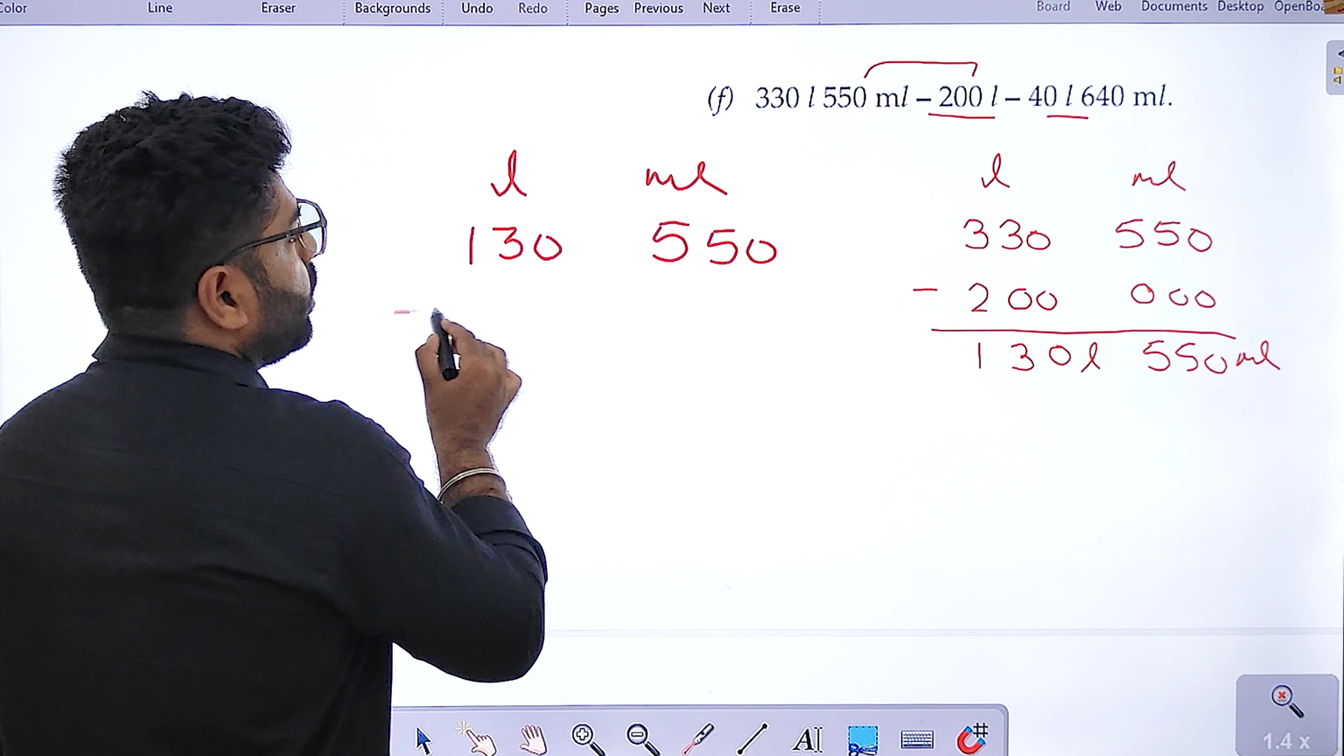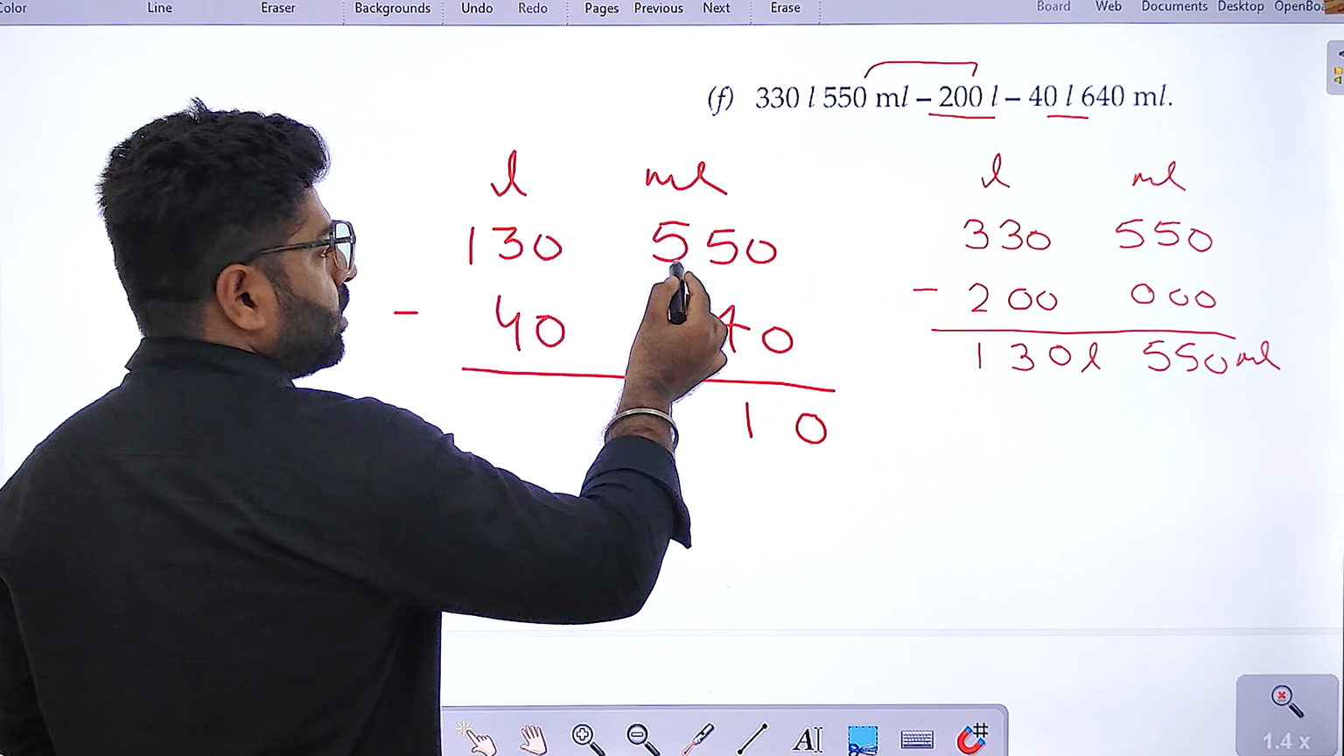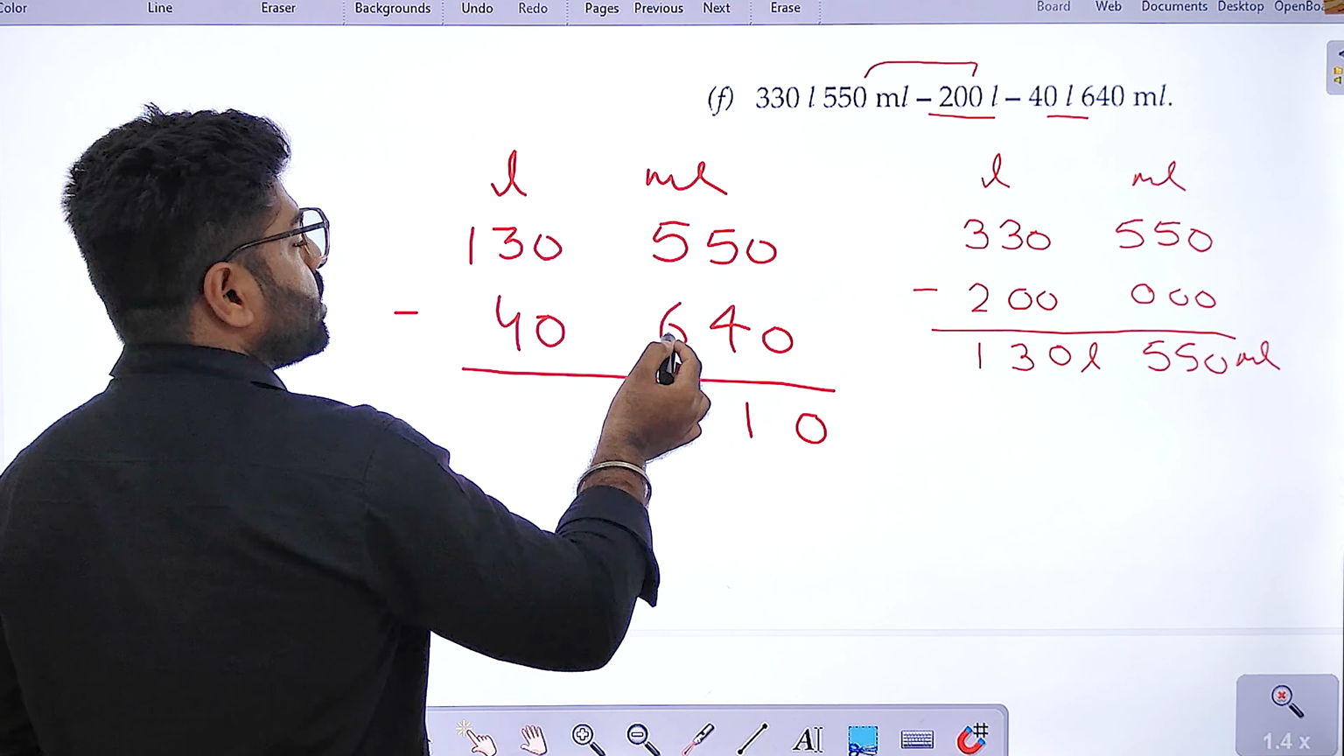Minus करेंगे, sorry. Now we are going to subtract them. This is 0 minus 0 is 0, 5 minus 4 is 1, 6 minus 5... 6 minus 5 is not possible here. So we have to take a carry from here. This is 2 and this is 9 and this is 15. So here we are having 9, 9 and here we are having 8. So the final answer is 89 liter 910 milliliter. Clear? Okay.